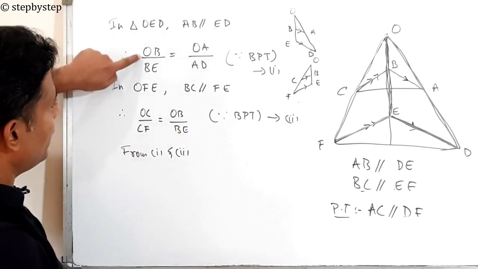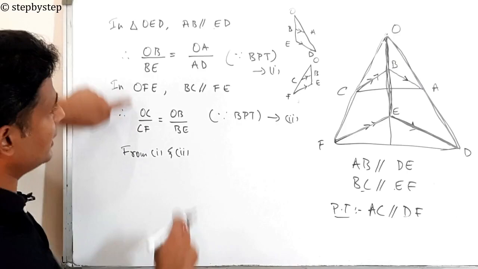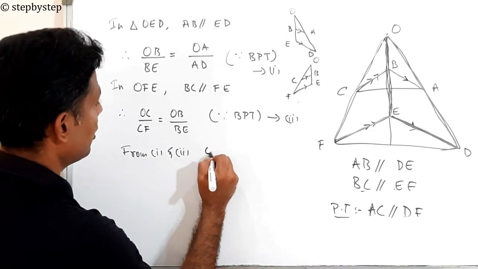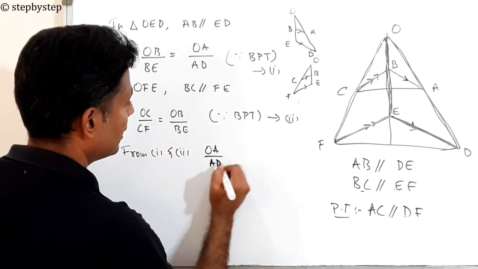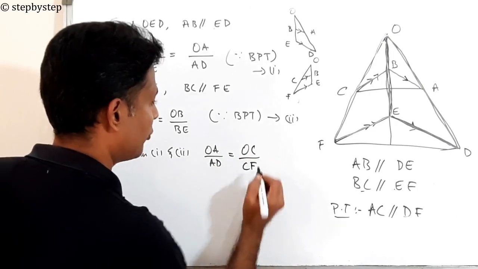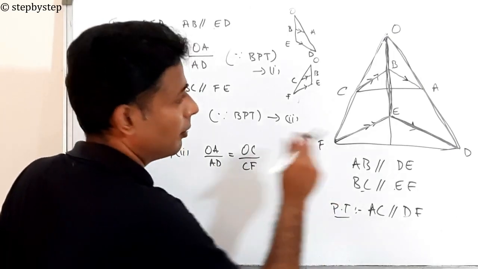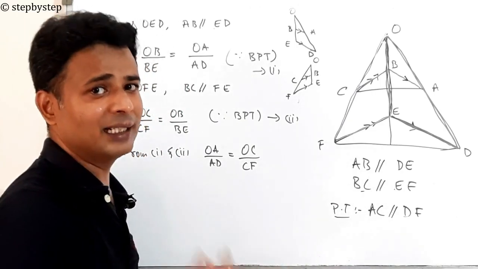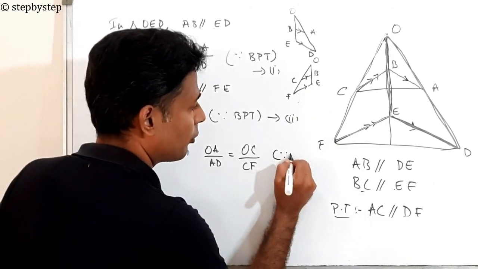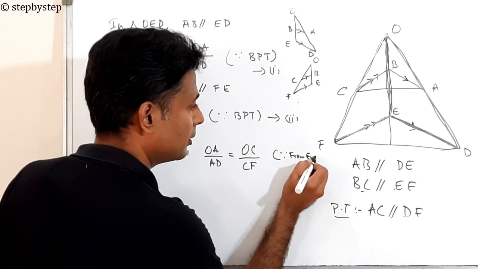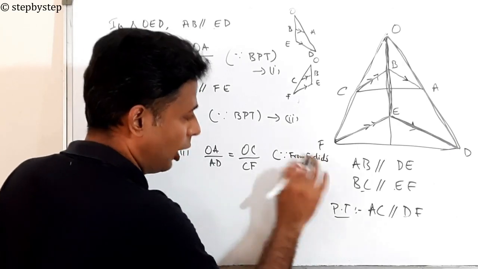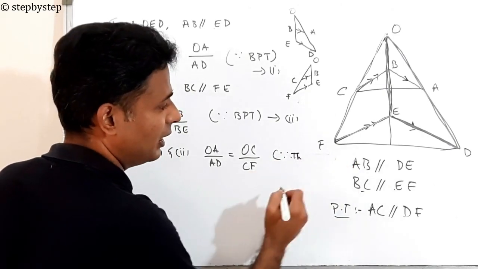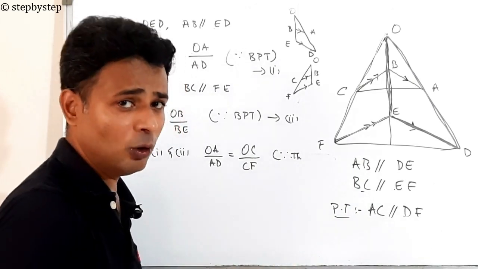What do we have? OB by BE is equal to this and OB by BE is equal to this. So this and this are equal to the same thing, therefore they are equal to each other. We get OA by AD equal to OC by CF. Right? This is what we get by Euclid's geometry. Generally it's not very necessary to write, but in case your teachers insist, what is the reason? From Euclid's geometry. Or you can write the theorem itself. You can write, because things which are equal to the same thing are equal to each other. That will be the reason.